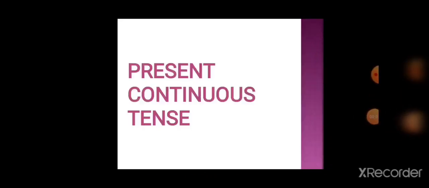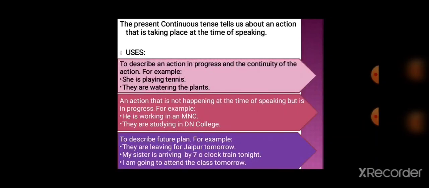Now let's see present continuous tense. Present continuous tense tells us about an action that is taking place at the time of speaking. It is used to describe an action in progress and the continuity of the action. For example, she is playing tennis. They are watering the plants. Here the action is in progress.